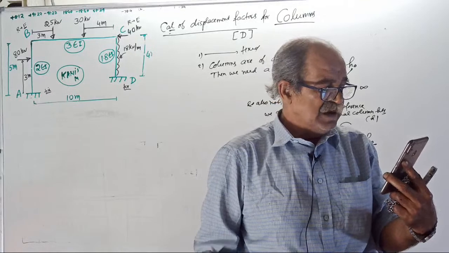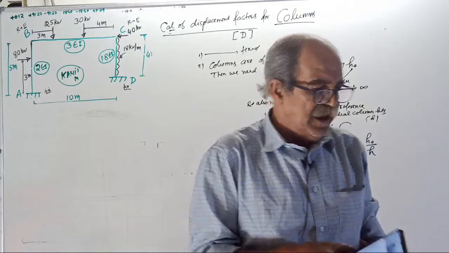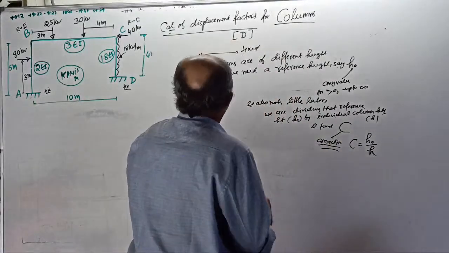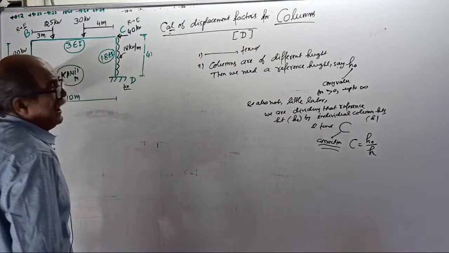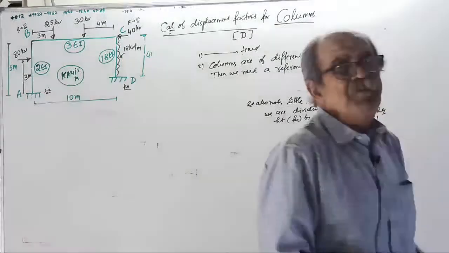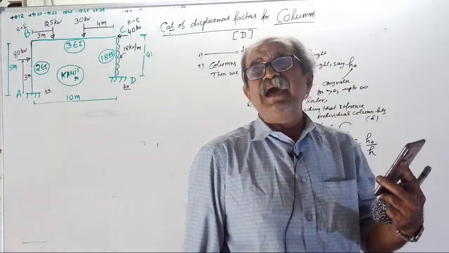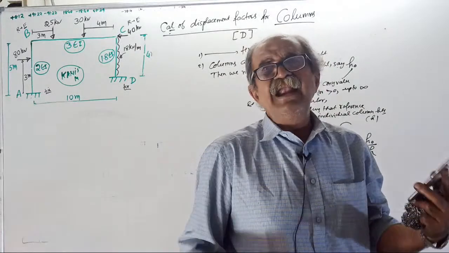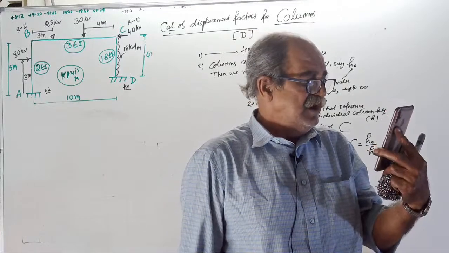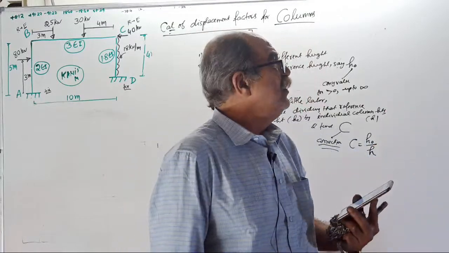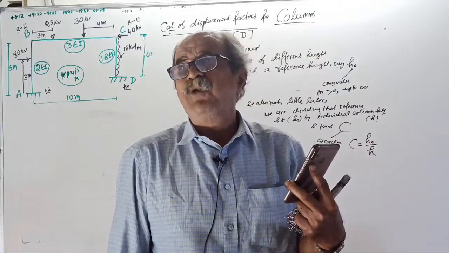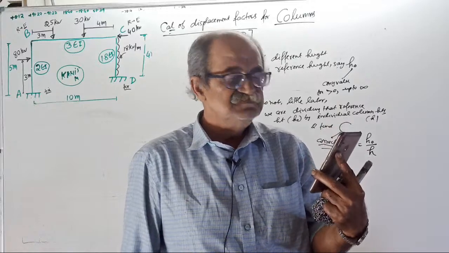Clear? Okay. Now, can I take 5 meter reference height? If I take reference height 5 meter, tell me the correction factor for first column, the left column. Some people take the higher height, that is their choice. If I take reference height as 5 meter, for the higher column it is 1. Second column, how much will come? 5 by 4.